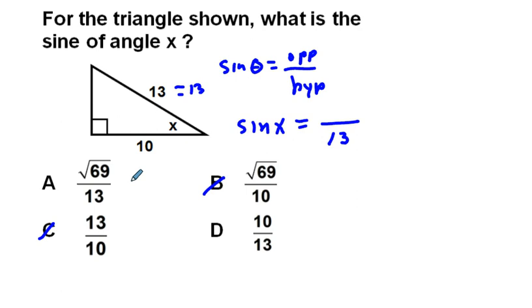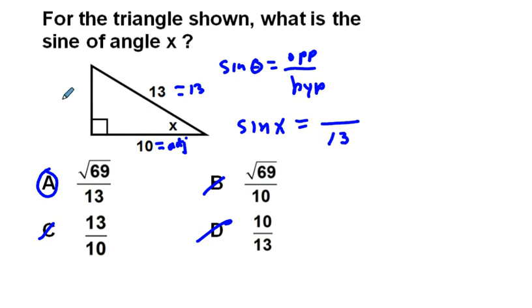What's going to happen is that 10 is our adjacent side, so our cosine, being adjacent over hypotenuse, is going to be 10 over 13. That's going to be cosine. So just by process of elimination so far, we're going to have A.